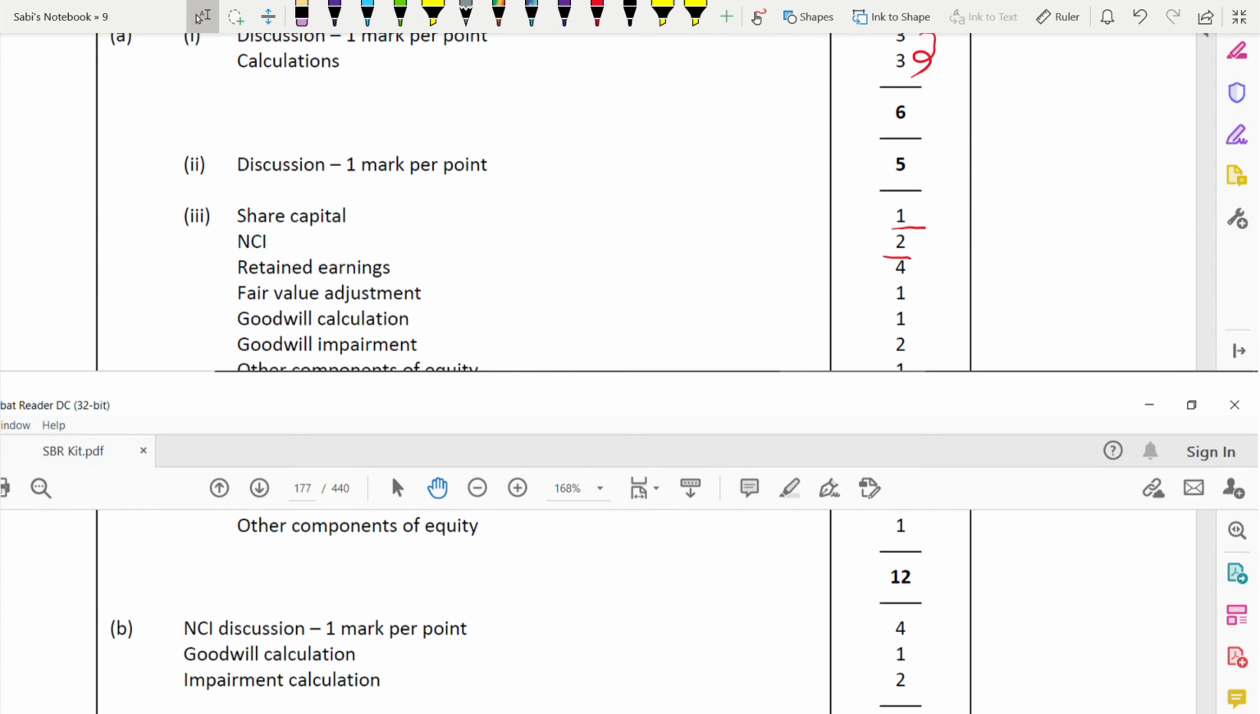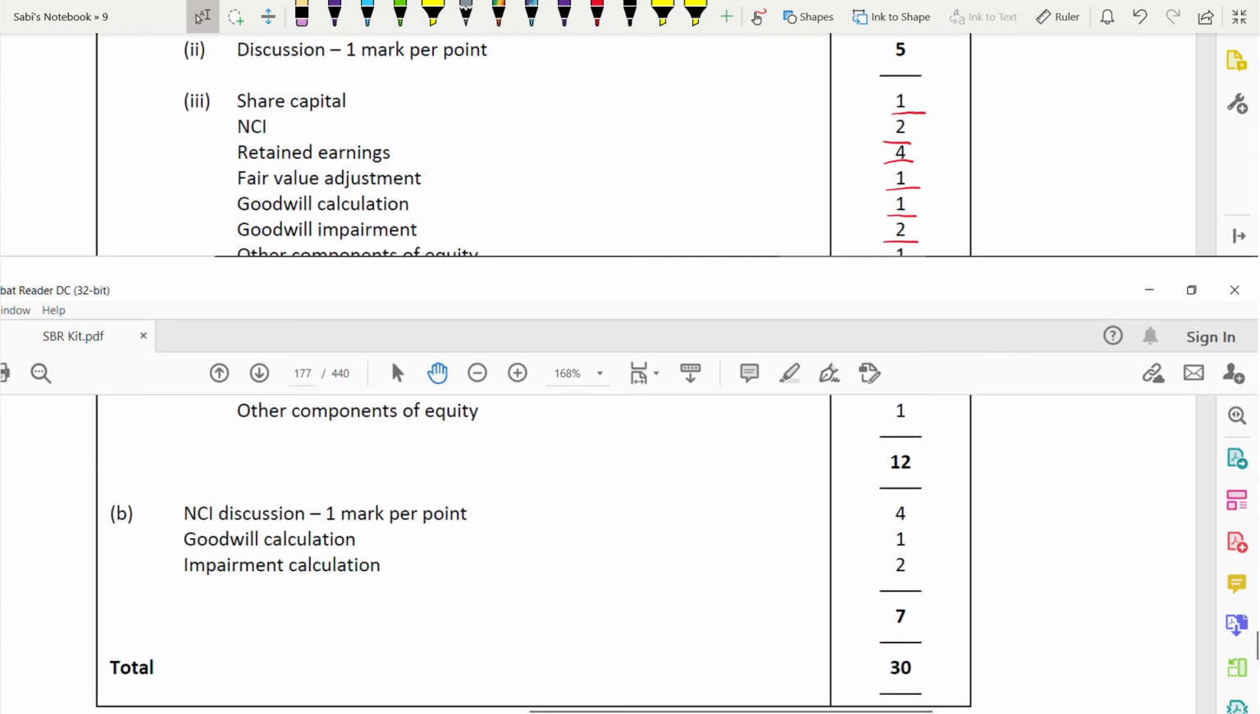Even though a lot of working is required, it is only 2 marks. You see, retained earnings is 4 marks because more workings are required in retained earnings. We saw the adjustments. Fair value adjustments, 1 mark, because it's just a balance. Goodwill calculation, 1 mark, because goodwill is also easy. You just put the numbers and get the answer: consideration plus fair value of NCI minus fair value of net assets. Goodwill impairment is 2 marks because first you need to calculate goodwill, then you need to allocate it between goodwill and other assets. That's why 2 marks. Then we have other components of equity, 1 mark only.